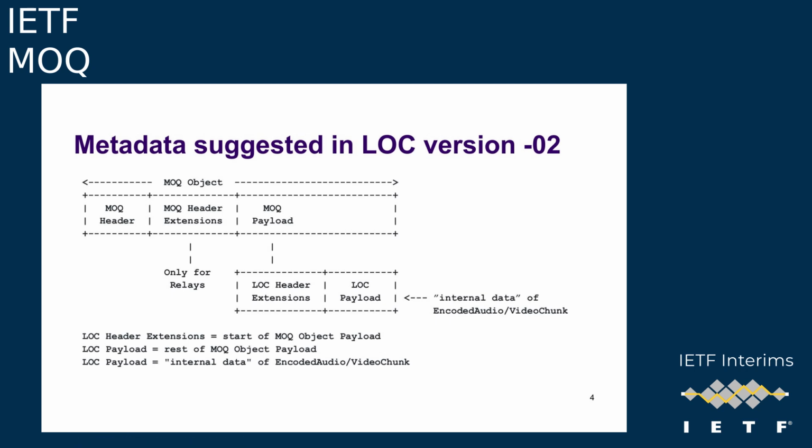Yeah, just one more comment. I think we can specify this LOC header extension, but we shouldn't include any parameter that would be useful for relays to see. For relays to see, it cannot be put in here because this is part of the MOQ payload. So only for data that are not useful for relays. I think that's sort of the agreement.